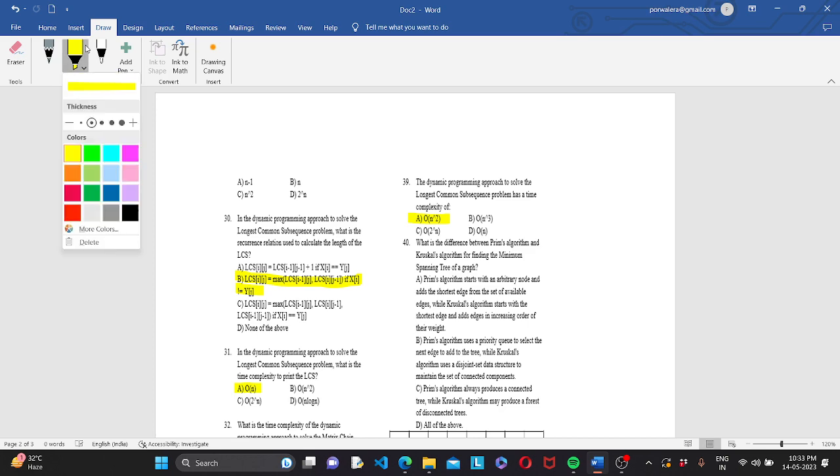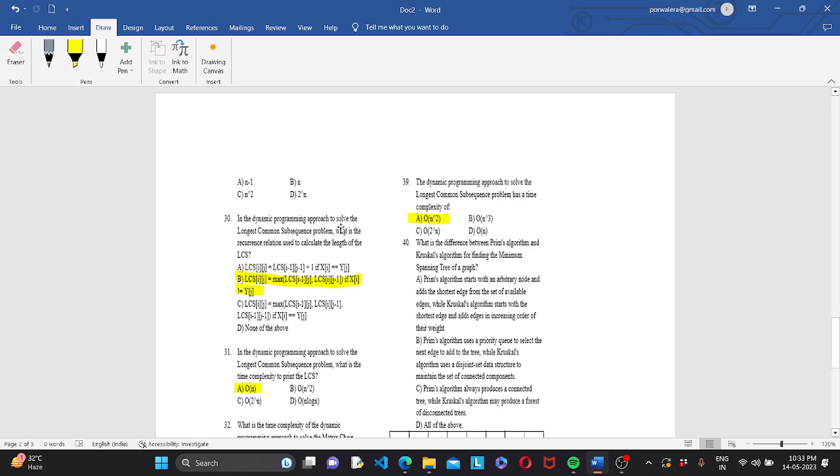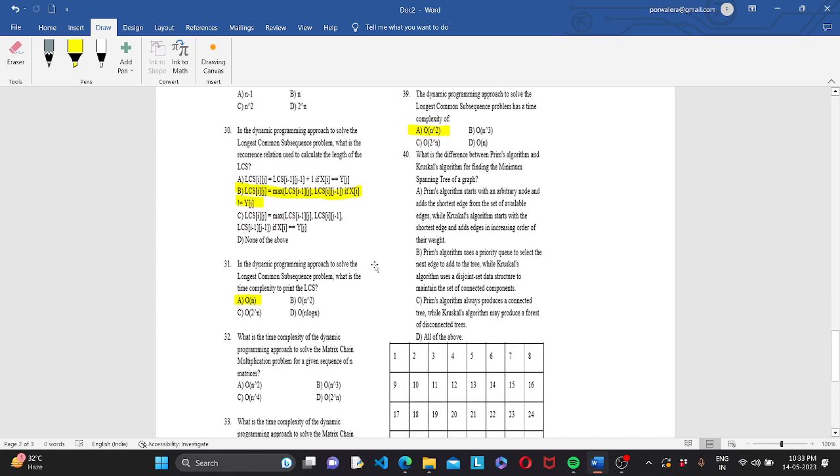Now what is the difference? The last question, which is question number 40, is, what is the difference between Prim's algorithm and Kruskal's algorithm for finding the minimum spanning tree of a graph? So the answer for this would be all of the above, and let us read the options for more clearance. So option number, let me highlight option number D, which is all of the above.